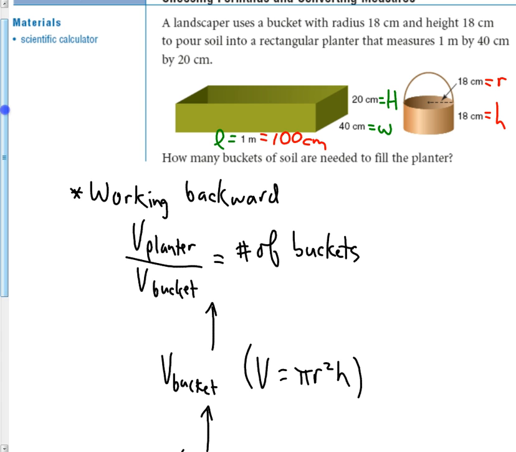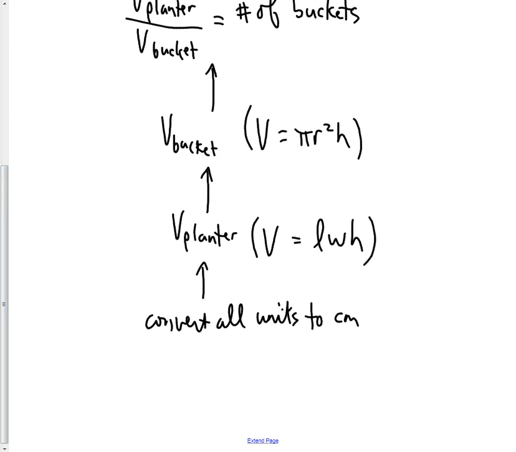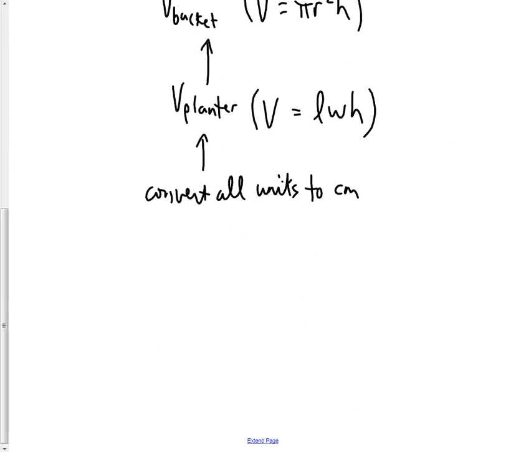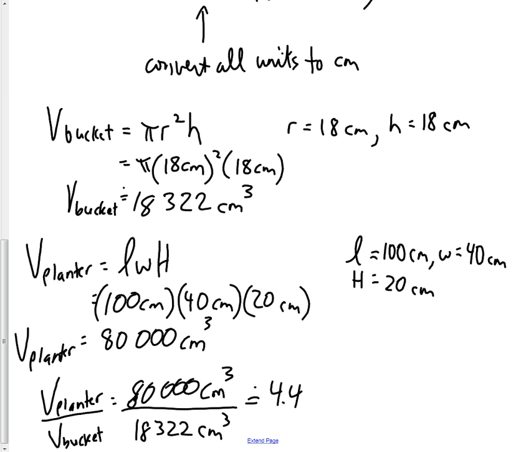And now we can calculate the volume of the bucket. So pi r squared h with the radius and a height of 18 is the first step. So volume of the bucket is pi r squared h. I'll work it out at this point. You can compare your answer and we'll get the final calculated result for both the bucket and the planter. I'll do it all at once. Okay, pi r squared h, I get 18,322 cubic centimeters.